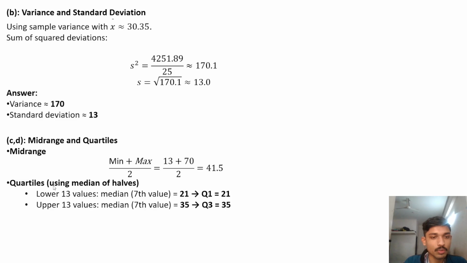And the quartiles: we split the data into the lower 13 values and upper 13 values. Once we divide the data set into two halves, we take the median of the first half, which is the seventh value, which is 21, so it becomes quartile 1. And the next part is the median of the second half of the data set, and it becomes quartile 3, which is 35.